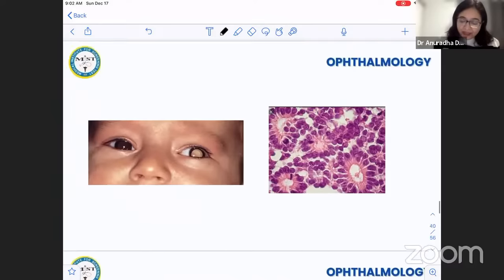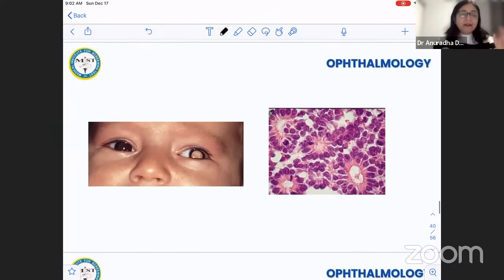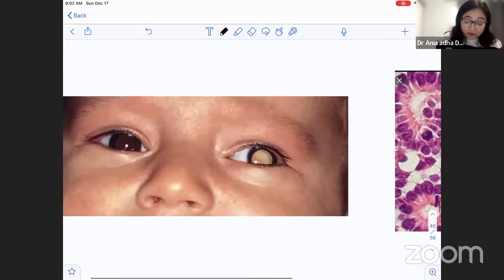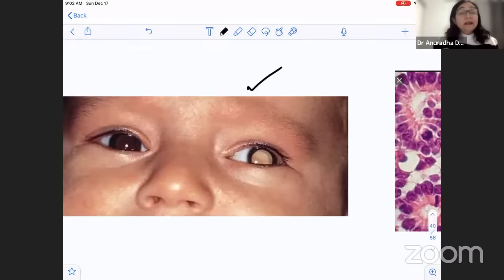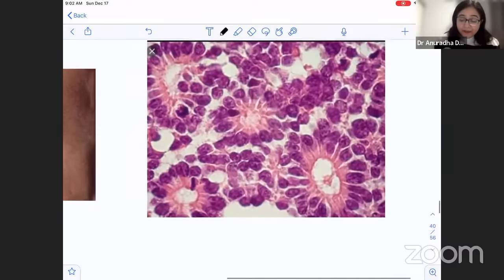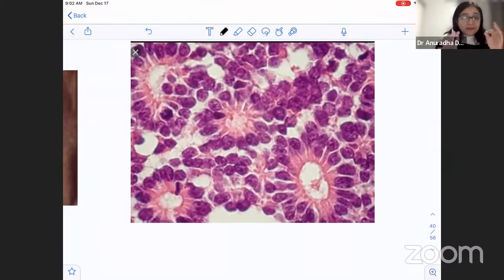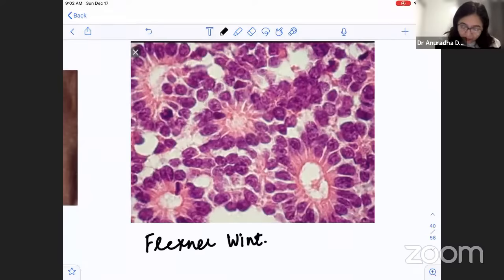Okay, and of course everything about retinoblastoma, whether it is the RB1 gene, whether it is Knudsen's two-hit hypothesis, the most common presentation of retinoblastoma, which is leukocoria, second most common is strabismus, the age group, the classical histopathological feature, which is your Flexner-Wintersteiner rosette. Okay, so all these things you should remember.